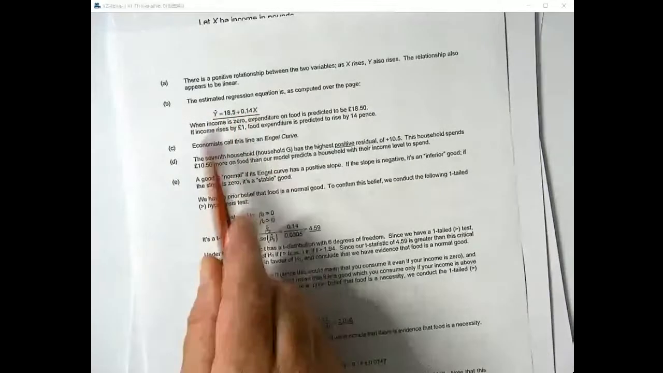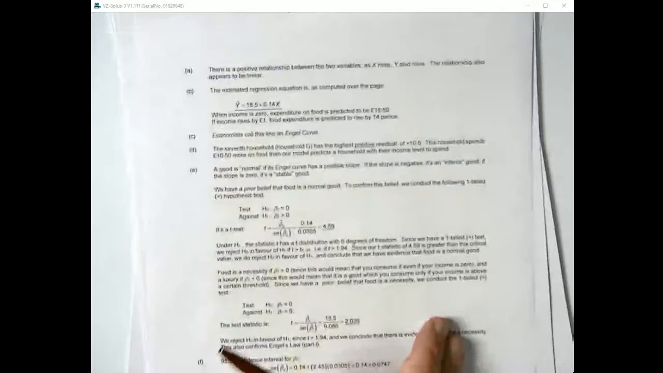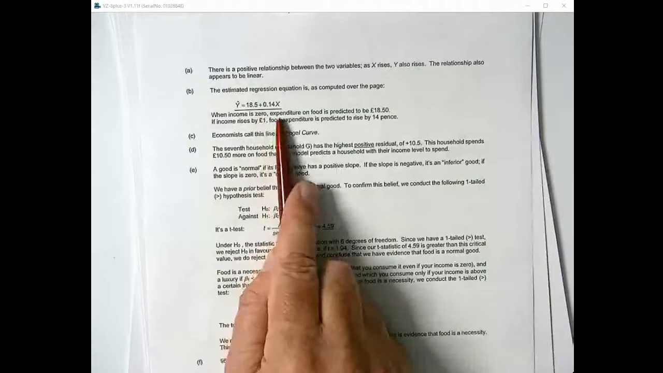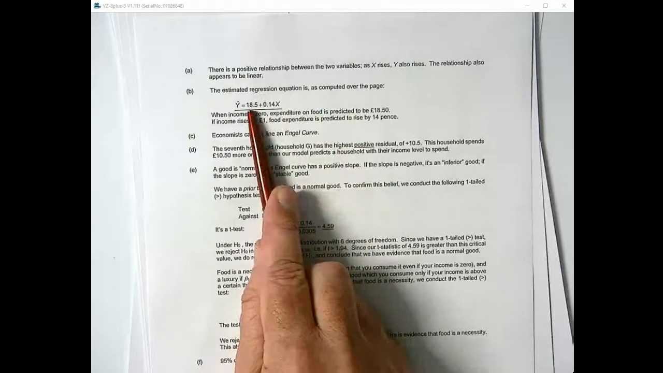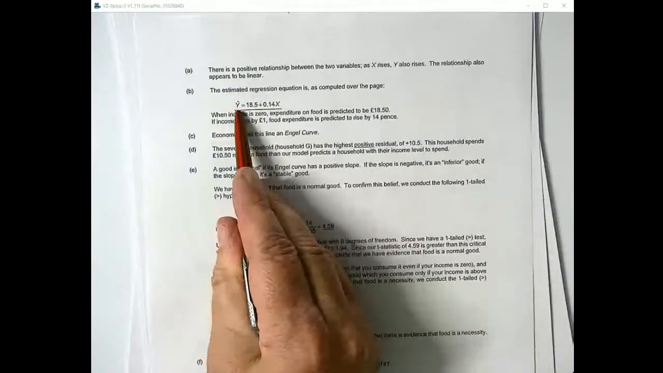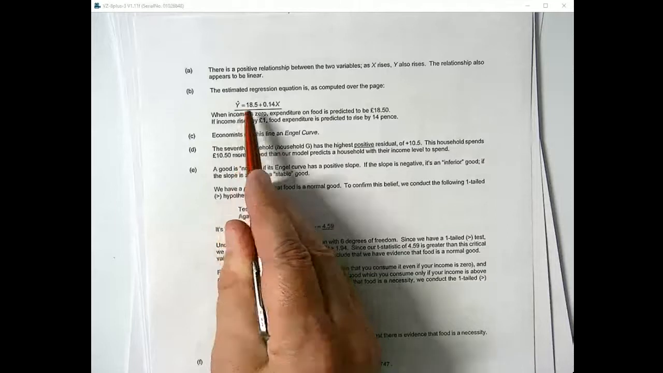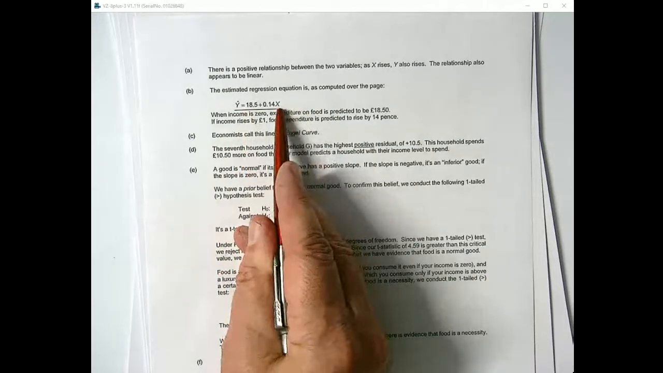What's the interpretation of the 2 numbers appearing in this equation? When income is 0, expenditure on food is predicted to be £18.50. That's the interpretation of the intercept. When you interpret an intercept, all you're doing is you're predicting the dependent variable in a situation in which the explanatory variables, or explanatory variable in this case, is 0.